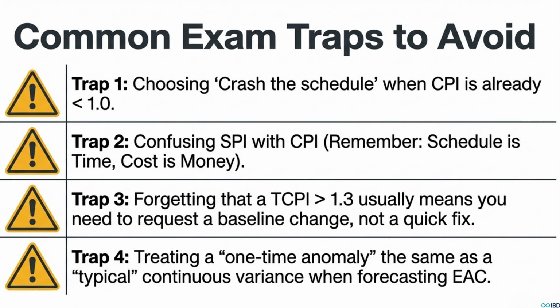First, and I'm going to say it again because it's that important, never crash the schedule if your CPI is already less than 1. You can't spend your way out of a problem when you're already over budget. Second, don't get SPI and CPI mixed up in the heat of the moment. Just remember, S for schedule is about time, C for cost is about money. Third, if you see a TCPI over 1.3, that's your signal that this project needs a major intervention, probably a rebaselining, not just a little tweak. And lastly, always figure out if the problem is a one-off thing, an anomaly, or if it's a systemic, ongoing issue. That completely changes how you forecast the future.